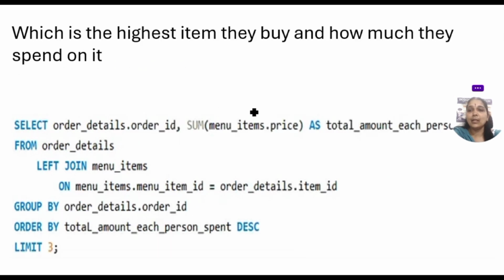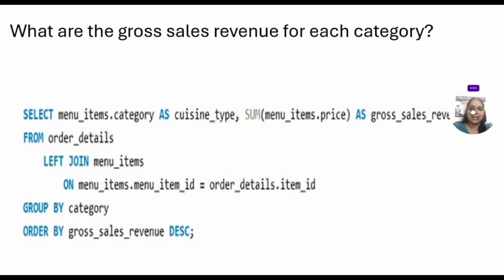Okay. Next, which is the highest item they buy and how much they spend on it. So the highest item has to be considered and how much they have spent on it. So order details order ID. Now sum menu items dot price as total amount of each person from the order details. Okay, total amount I'm taking. So total amount of each person as order details. Just a second, please.